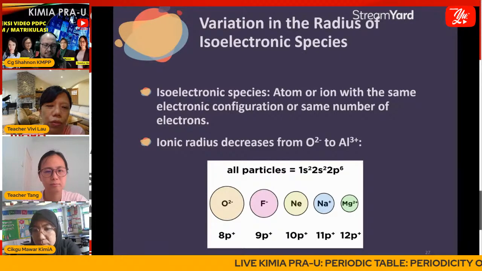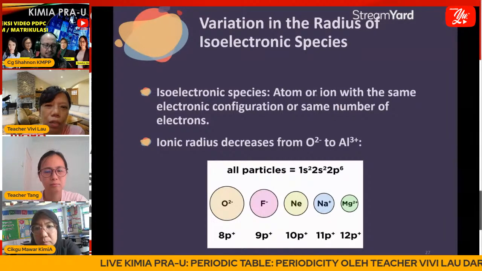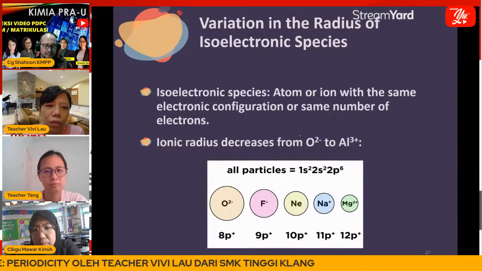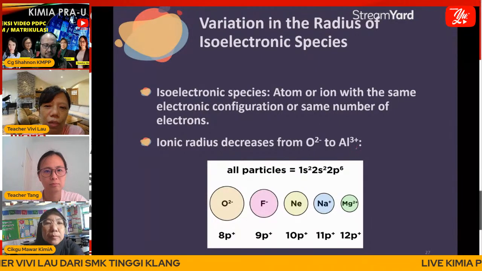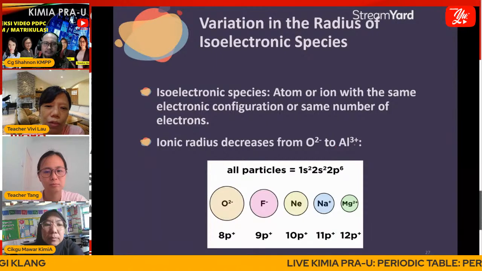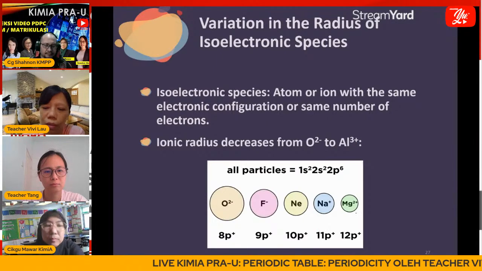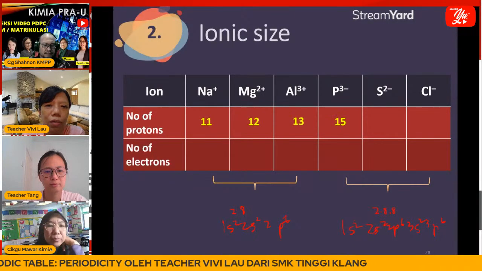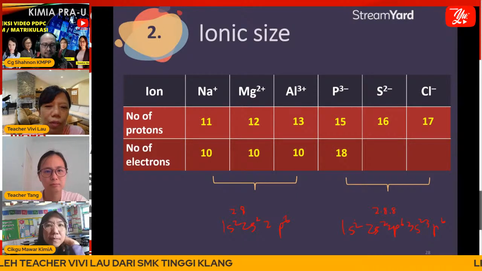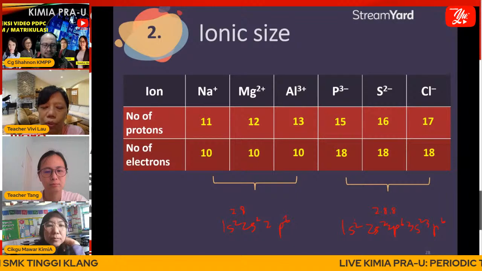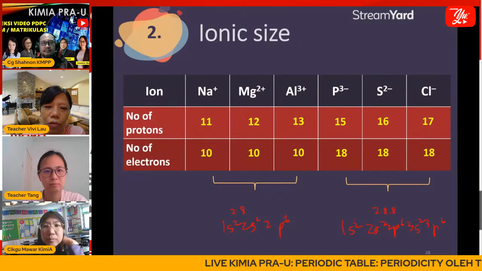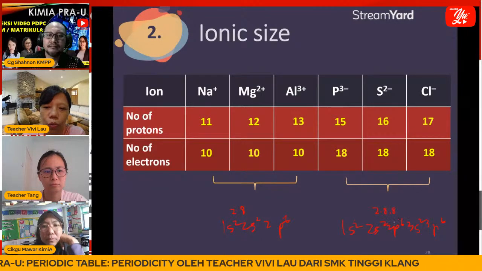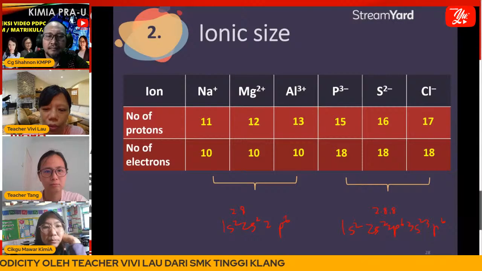Then we have isoelectronic species. Isoelectronic species means atoms or ions with the same electronic configuration, the same number of electrons. So the ionic radius decreases from oxygen to aluminum. Referring to this, these are isoelectronic ions. The positive ions have the same number of electrons, 10, and the negative ions have the same number of electrons, 18. The electronic configuration for the positive ions is 1s2, 2s2, 2p6, and for the negative ions it is 1s2, 2s2, 2p6, 3s2, and 3p6.